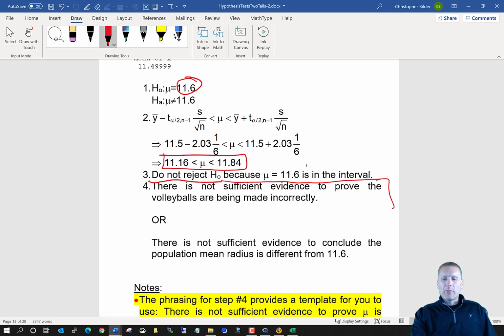So what does this mean in terms of the original problem? Well, there is not sufficient evidence now to prove from this sample that the volleyballs are being made incorrectly. Another way to say this is that there's not sufficient evidence to conclude the population mean radius is different from 11.6. So again, it could be equal to 11.6, but it could be something else as well. And we can see that from the confidence interval.